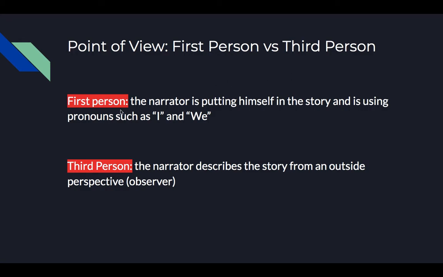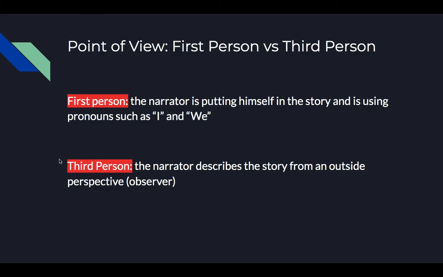All right, so in first person, the narrator is putting himself or herself in the story and is using pronouns such as I and we. Okay, so the narrator is in the story, and that is the first person point of view. So a lot of times when there's a first person point of view, you'll see that the author's using I or we or us or our, and those pronouns give you the clue that the author's putting his or herself in the story.